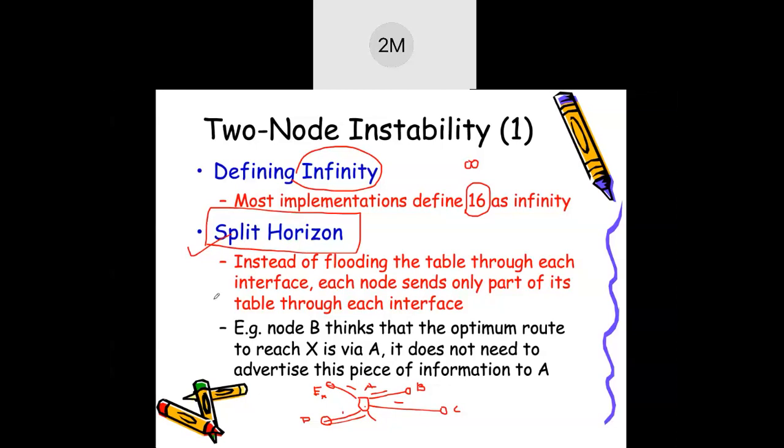Okay, we will never send the table to A. When it sends a packet to A, the X entry is infinite. That means not connected. Okay, it will drop the packet. So looping gets avoided.